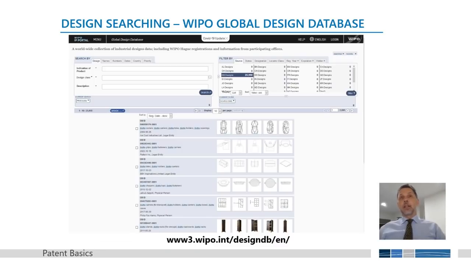Design searching. The World Intellectual Property Organization, WIPO, has a global design database. You can put in descriptors to pull up designs and search through those images, see if there's anything too similar to yours. It's got good country coverage, but it doesn't cover every country.